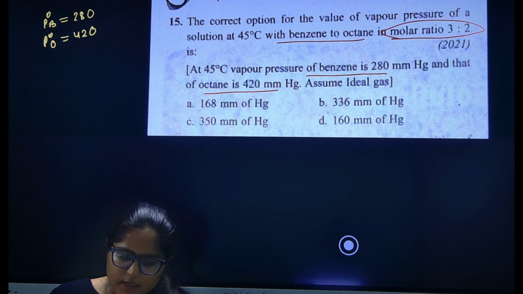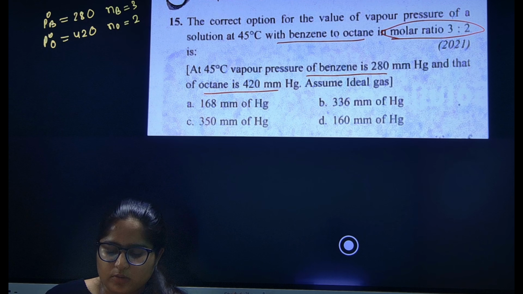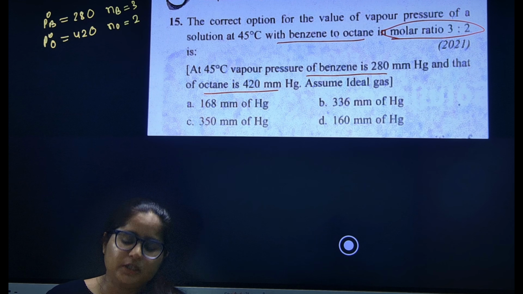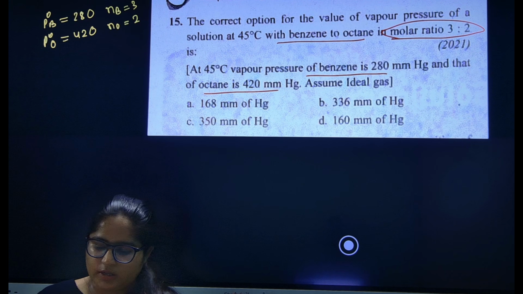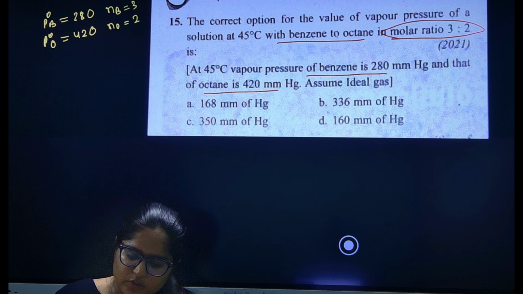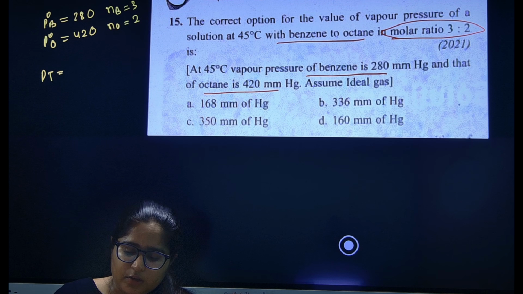Next, what else are they saying? Molar ratio. So let's say moles of benzene is 3 and moles of octane is 2. How will we write mole fraction? Moles by total moles. Now what are they asking? Total pressure. So let us use our Raoult's law. Pt equals P naught A xA plus P naught B xB.